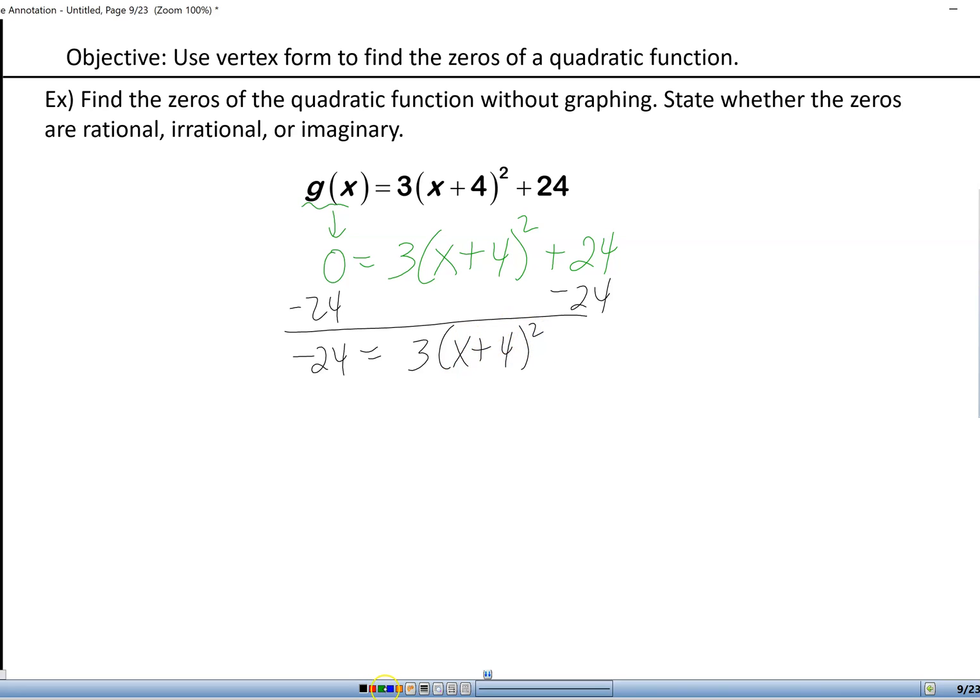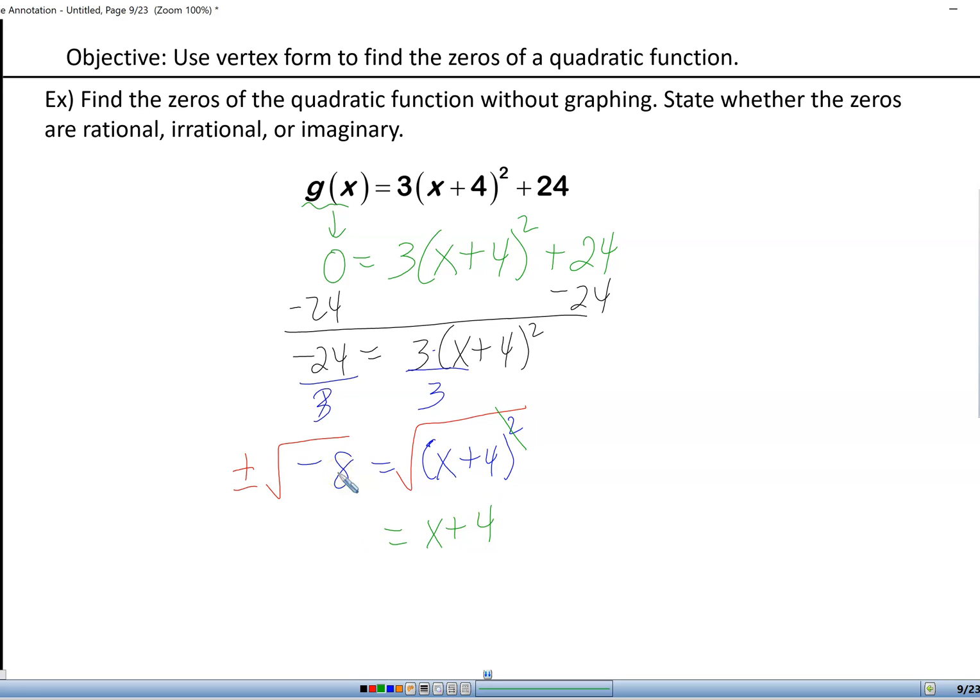Then we undo multiplication, division outside parentheses. We have multiplication, so we undo that. This is going to give us negative 8. Now we are technically undoing the exponent. And to undo an exponent of 2, we use our square root property. So we have plus or minus the square root of negative 8 and the square root of our quantity squared cancels, leaving us with x plus 4 over here on the right side.